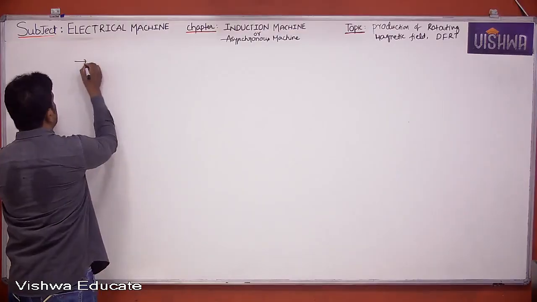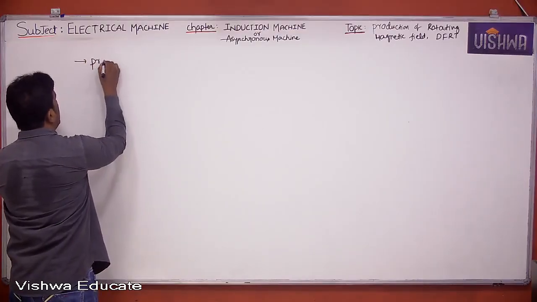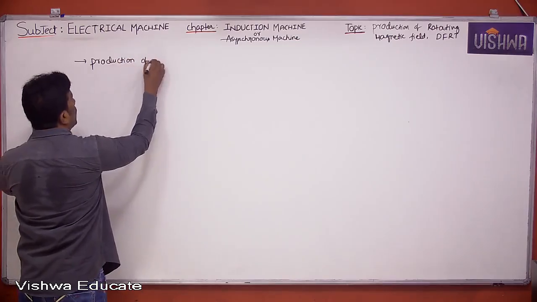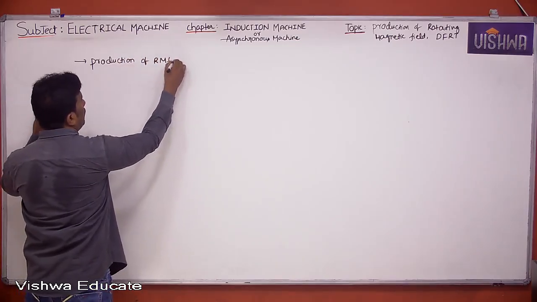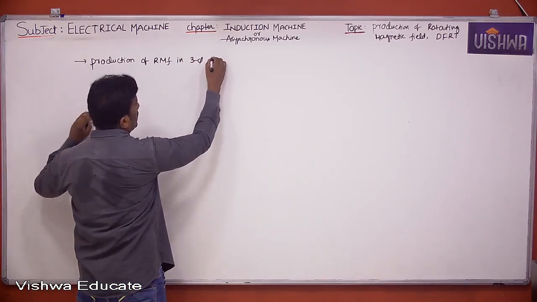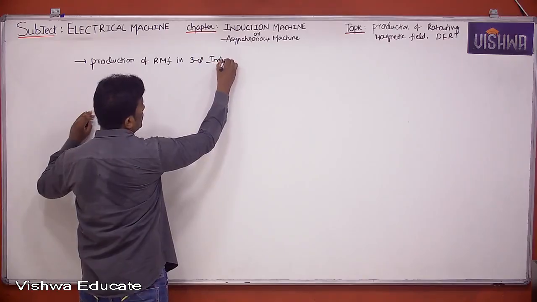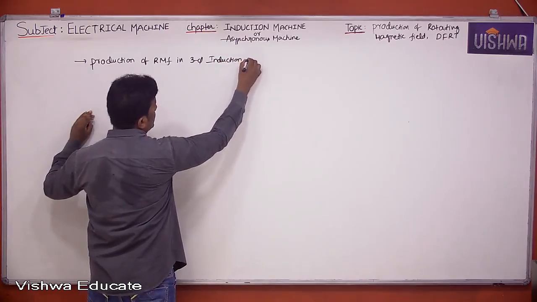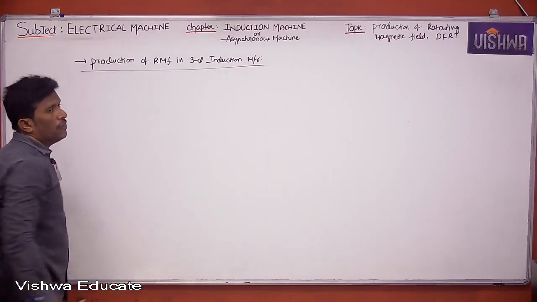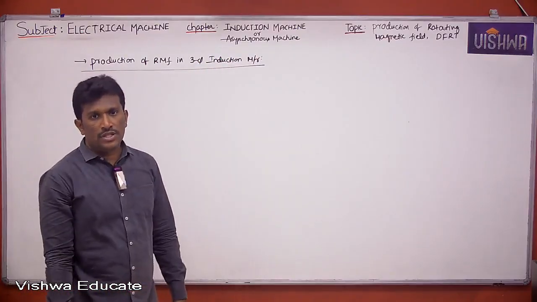See, first of all, let me discuss here. Let me keep the heading here: production of a rotating magnetic field, that is RMF, in a three-phase induction motor. So the heading is production of rotating magnetic field in a three-phase induction motor.